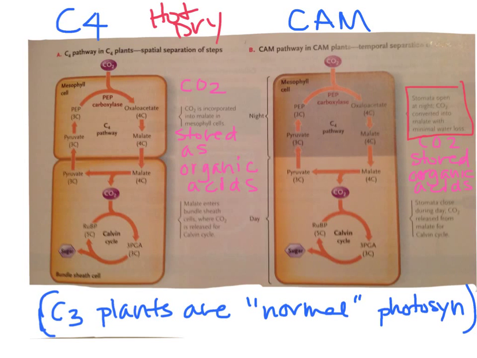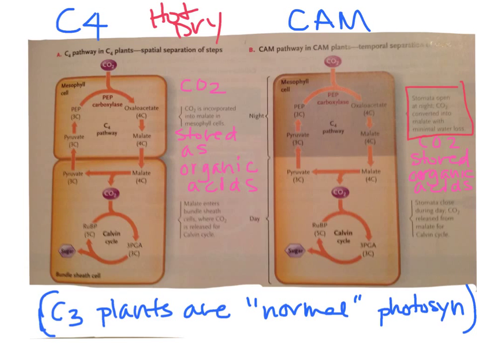Photosynthesis in hot, dry, desert-like areas: some plants have evolved different pathways to avoid keeping their stomata open during the day. In order to get CO2 into your cells, plant leaves need to have their stomata open so the CO2 can come in. The problem is when it's very hot and dry, all the water leaks out and they will dehydrate and die.